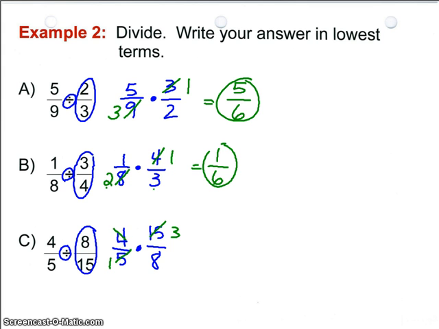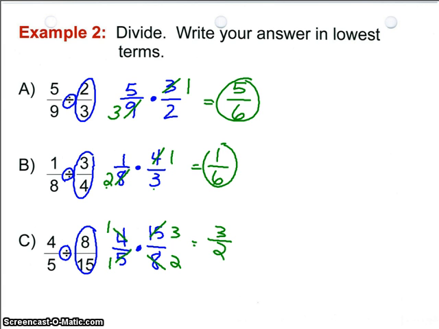I also have 4 and 8 here, which are both divisible by 4. 4 divided by 4 is 1, and 8 divided by 4 is 2. Now I can go ahead and multiply across. 1 times 3 is 3, and 1 times 2 is 2.